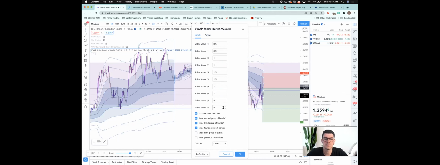Your biggest thing is going to be your inputs in that first tab, which is just half standard deviations per band. So your first is half, second's 1, your third's 1.5, and your fourth is 2. And your fourth one we just have turned off, since we don't need to go past the second standard deviation. In the check marks, you're going to have show second, third, fourth, and then your show fifth group turned off.